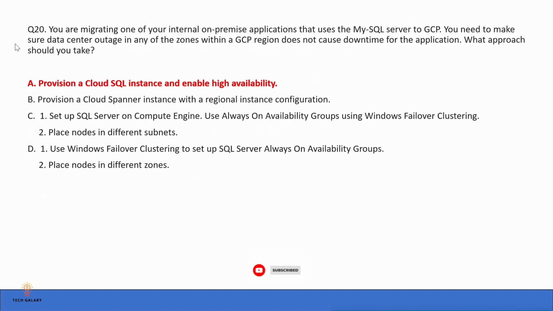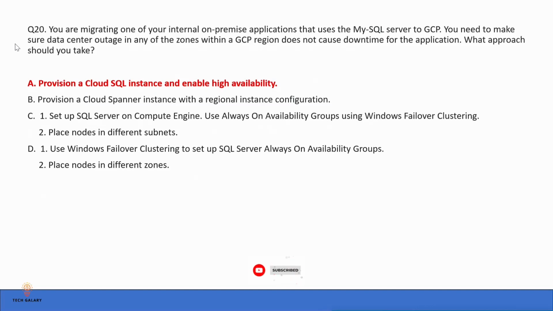Option C, set up SQL Server on Compute Engine, use Always On availability group using Windows failover clustering, place nodes in different subnets. Option C is incorrect because Cloud SQL provides a high availability mode for failover protection. So this option is not correct.